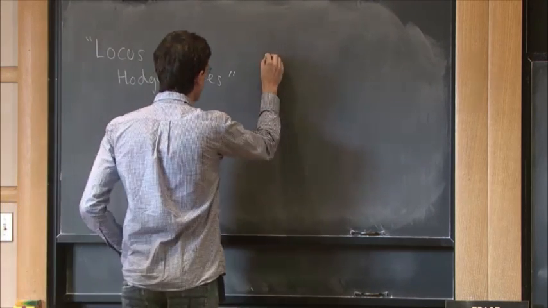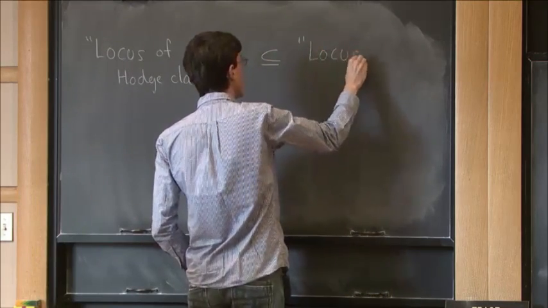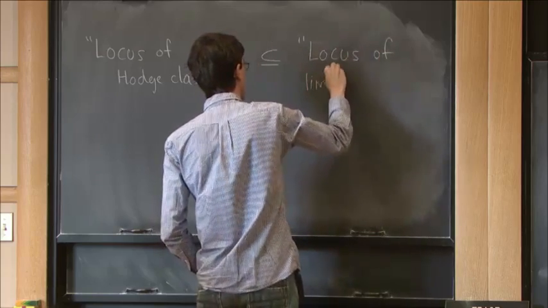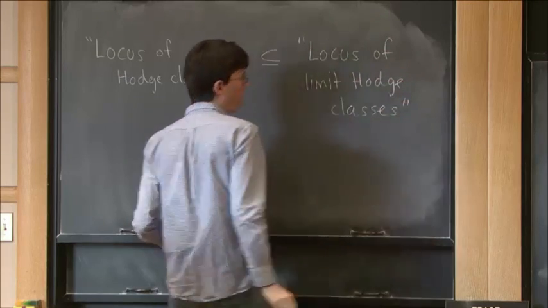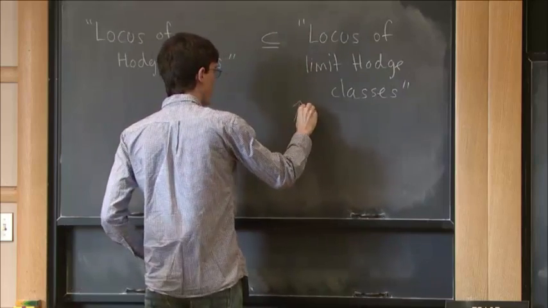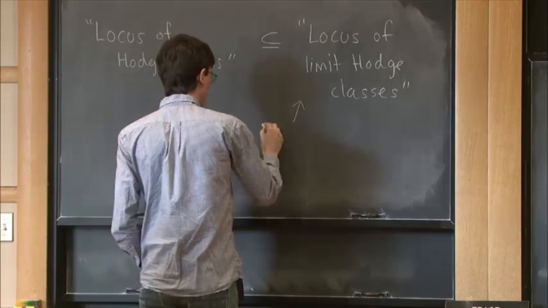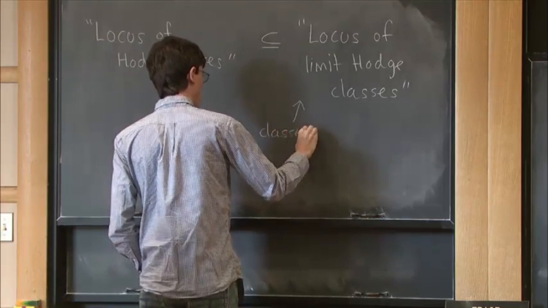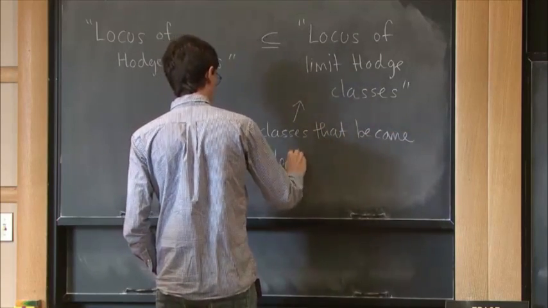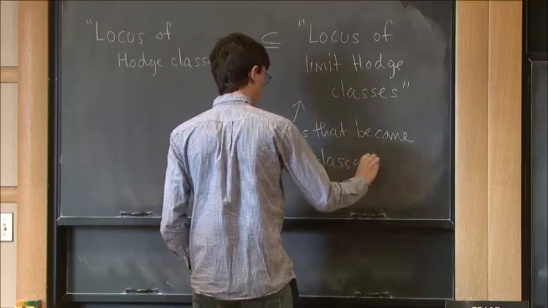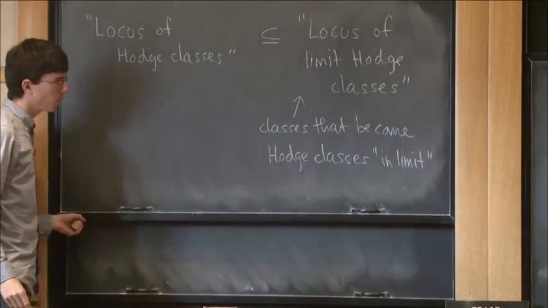And so what I want to do is put this inside of a larger set that I will call the locus of limit Hodge classes. And here, this should also take into account things that are not Hodge classes, but classes that become Hodge classes in the limit. And I'll make that precise later.